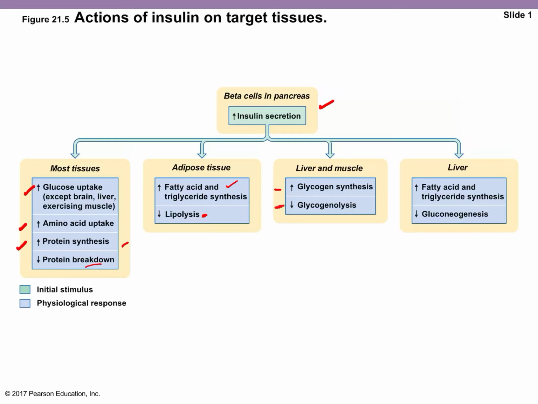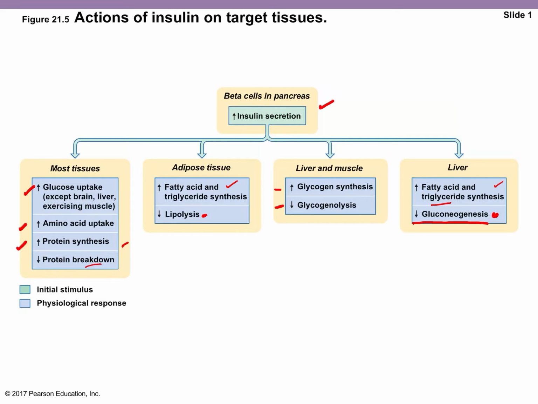That should make sense. And in the liver, right, we also can make fatty acids. So it's going to promote fatty acids being made in the liver and triglyceride or fat synthesis. And it's going to inhibit gluconeogenesis. So why would you make new glucose from scratch, right, if you're actively absorbing and taking in nutrient molecules? So it's going to inhibit gluconeogenesis.